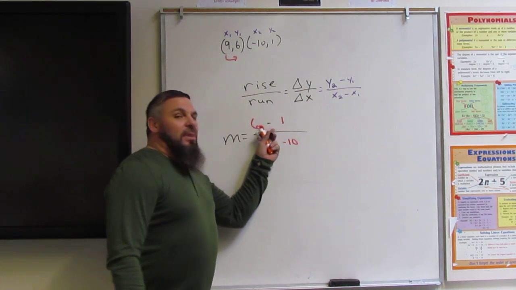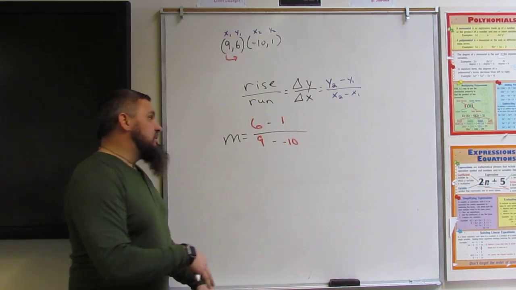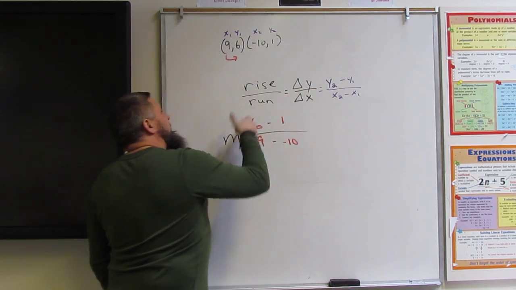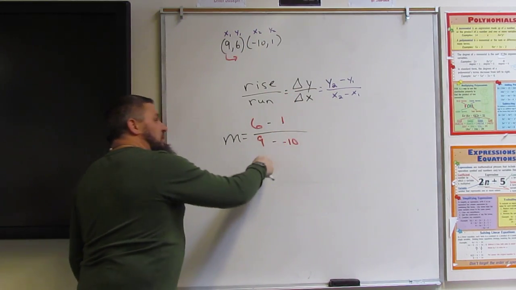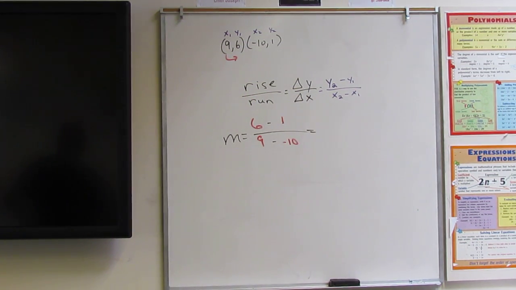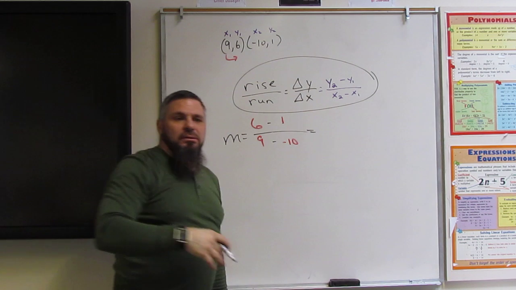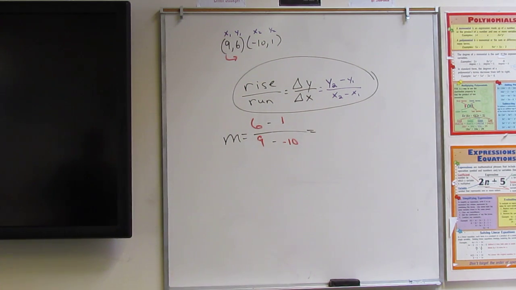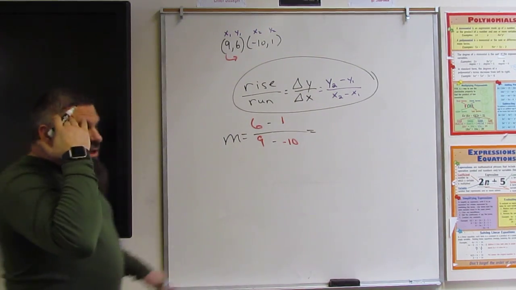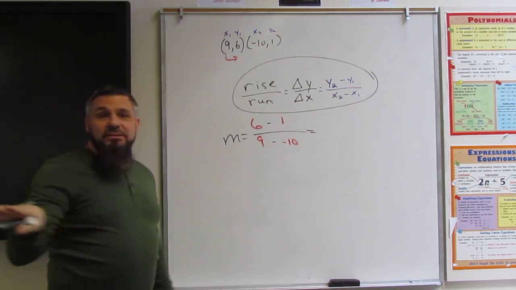So, smack up high, smack down low, and it's good to go. Rise over run. Flip it, smack it. And then you don't have to remember y sub 2 minus y sub 1 over x sub 2 minus x sub 1. If you want, you can put this in your notebook, on your cheat sheet. If that's the way you like to remember it, that's fine.